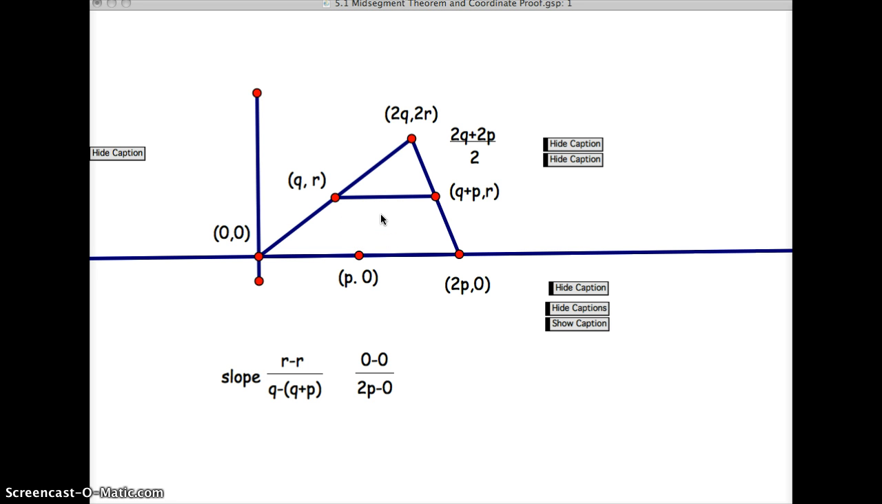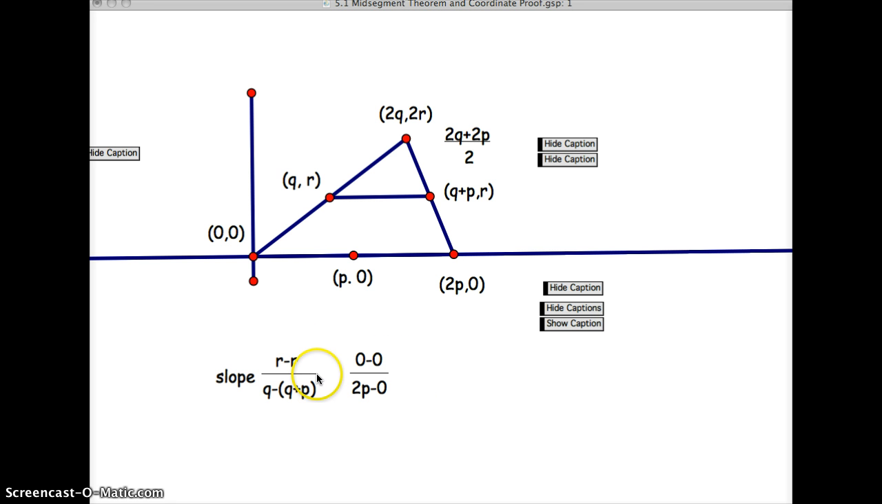So if you do the slope formula, which is y minus y over x minus x, okay, you have r minus r, which is 0, and then you have q plus p minus q. What happens is r minus r is 0, so anything under that is going to be a 0 slope. 0 divided by anything is 0. And then here, if you take the bottom line, you're going to have 0 minus 0, and 2p minus 0. Well, 0 minus 0 is 0, so these both have a slope of 0. Okay, again, that's just proving that they're horizontal, and on top of that, since they have the same slope, they're also parallel.